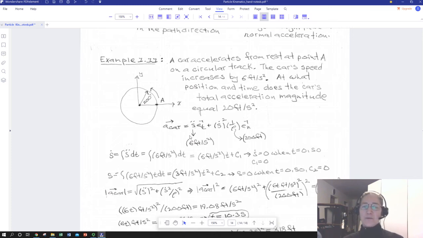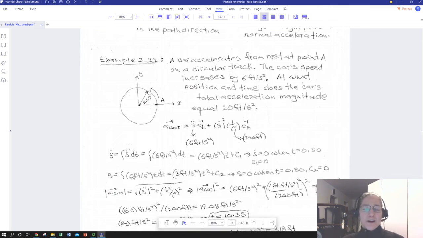And so we can also get position, I think, what position in time does the car's magnitude. So we'll go ahead and integrate again for S. And remember, S is path length. So, you know, if we go around the circle once, our path length is 200 feet times 2 pi. So that's S for one lap around.